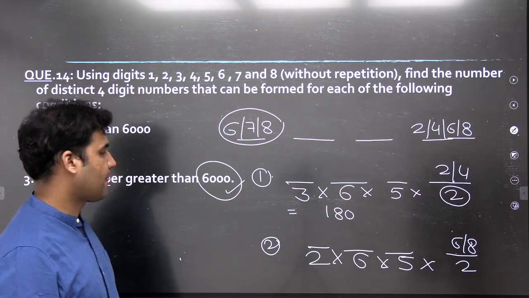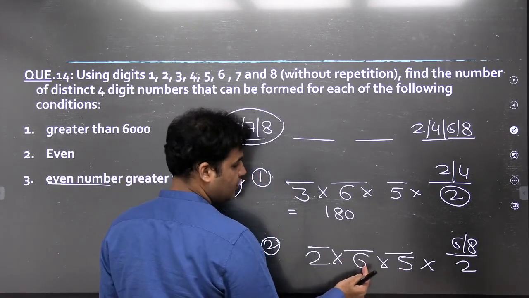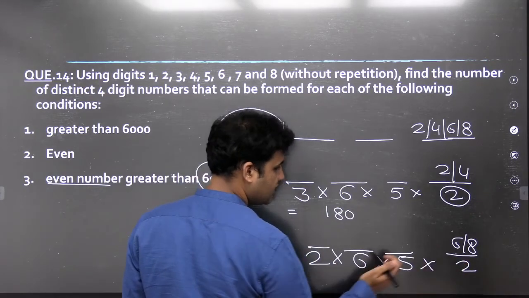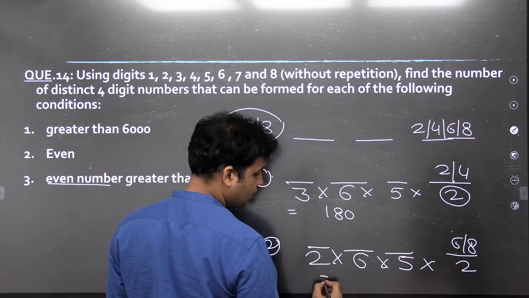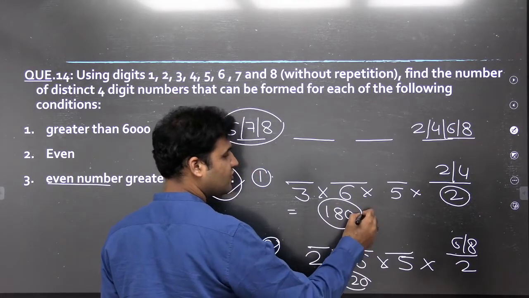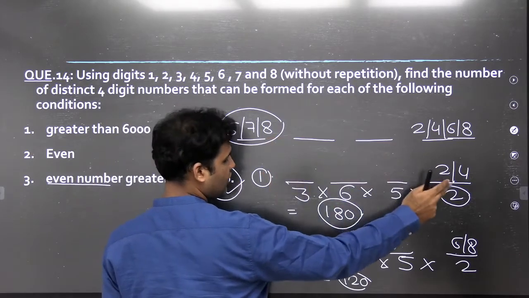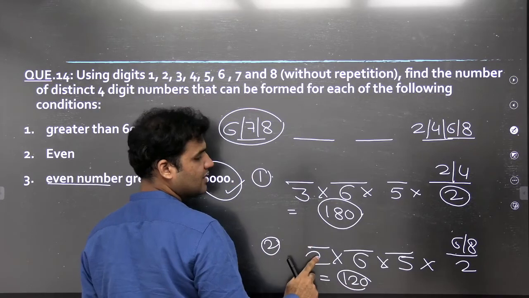Is it clear, guys? Okay. So 2 into 6, 12, 12 into 5, 60, 60 into 2 is 120. So I have 180 numbers over here satisfying the condition of greater than 6,000 and even, and 120 numbers over here satisfying the condition of more than 6,000 and even.